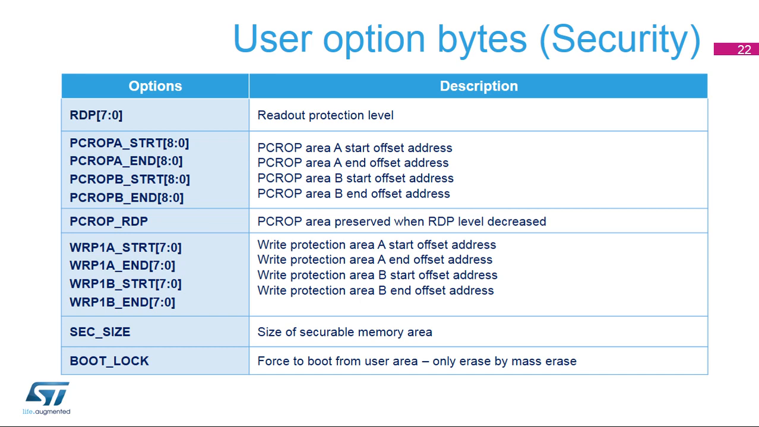PCROP A start and PCROP A end define the proprietary code readout protection address, range A, aligned on 512 bytes. PCROP B start and PCROP B end define the proprietary code readout protection address, range B, aligned on 512 bytes. PCROP RDP allows to select if the PCROP area is erased or not when the RDP protection is changed from level 1 to level 0. SecSize defines the size of the securable memory. Bootlock allows forcing the system to boot from the main flash memory, regardless the other boot options.